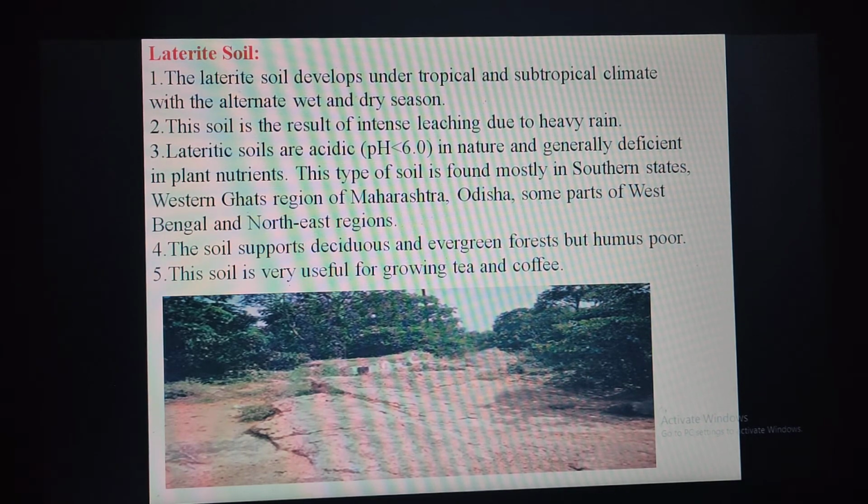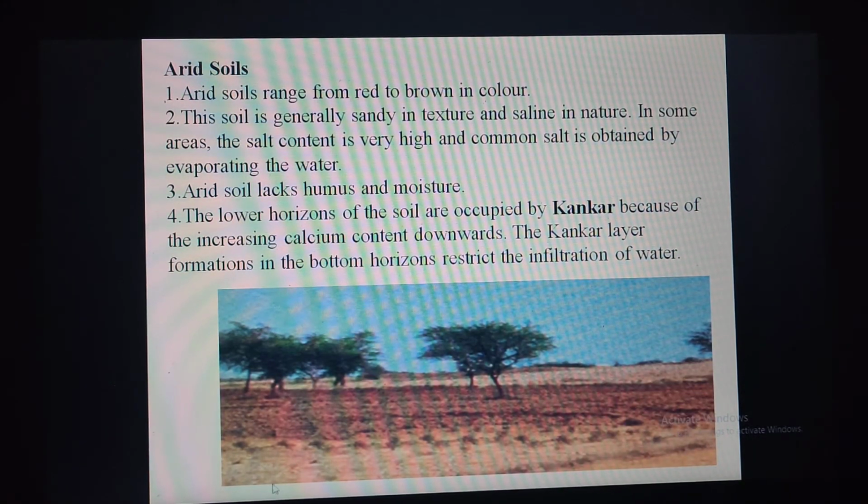Let us move forward. Arid soil lacks humus and moisture. The lower horizons of the soil are occupied by the kankar, with calcium content increasing downward. The kankar layer formation in the bottom horizon restricts the infiltration of water. Let us move forward.